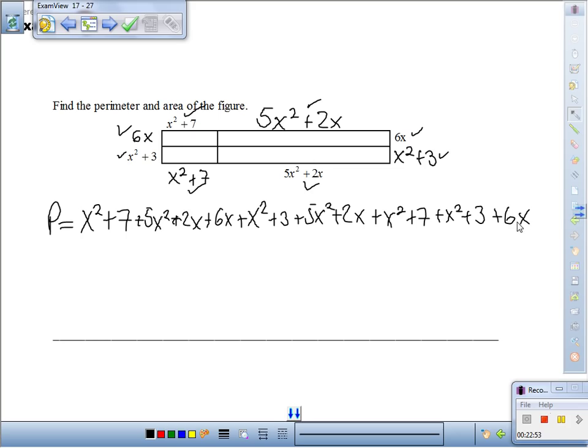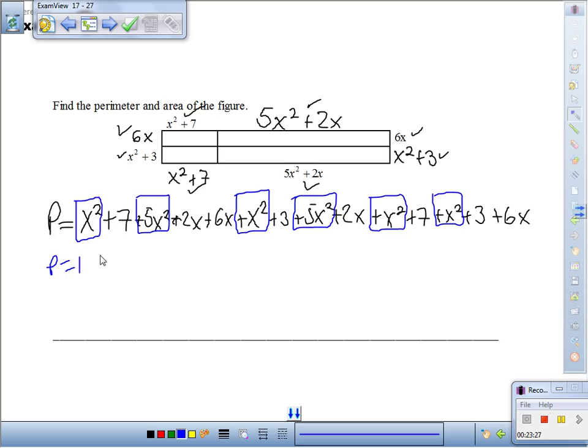Let's combine like terms. Let's see. I'm going to start with boxing the x squared terms. Are there any others? Yes. Here, here, here, here, and here. All right, let's start from left to right. 1x squared plus 5x squared, that's 6. 7, 7 plus 5, 12 plus 1, 14. So we have the perimeter is 14x squared so far.